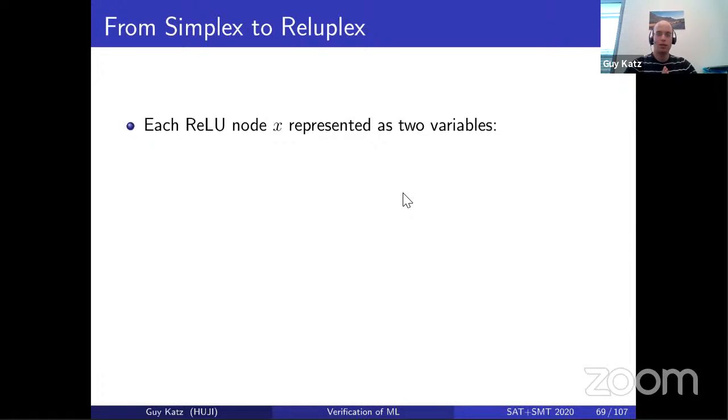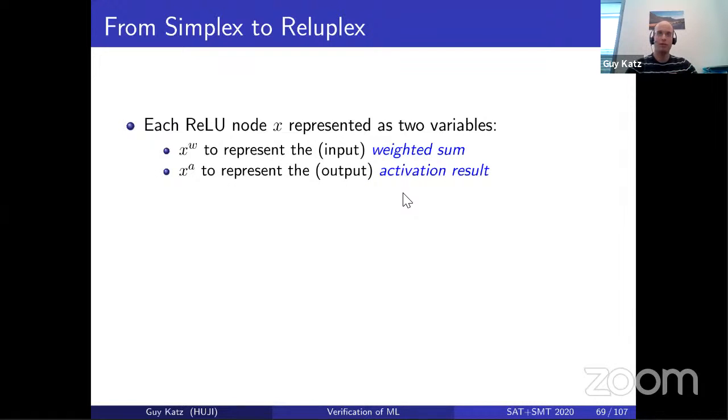Okay, so remember in our neural network we have these ReLU nodes, and we're going to take each of these ReLU constraints and represent them as a pair of variables. So we're going to use a variable xw to represent the weighted sum going into x, right? So this is the input to the ReLU. We're going to use another variable called xa to represent the output, the activation result. So the ReLU constraint will be represented by two variables, one for the input, one for the output.